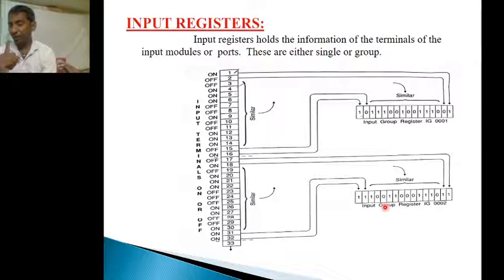If one register contains the information about one device, then that is called a single input register. But here one register represents the information about 16 devices, a group of devices, and that too input devices information. Because of that reason, this register is called an input register.